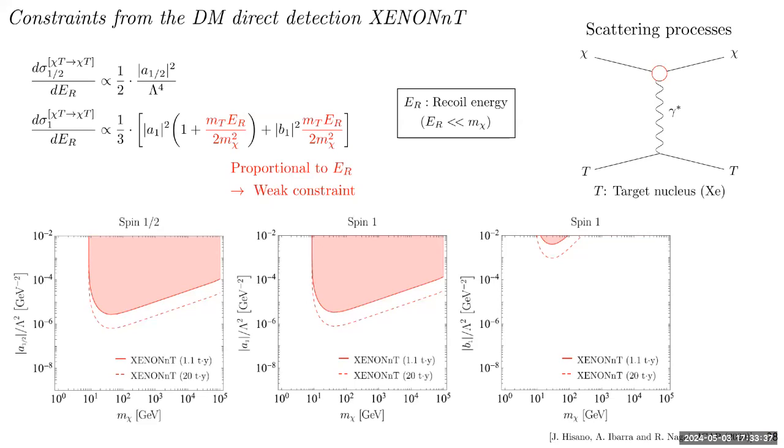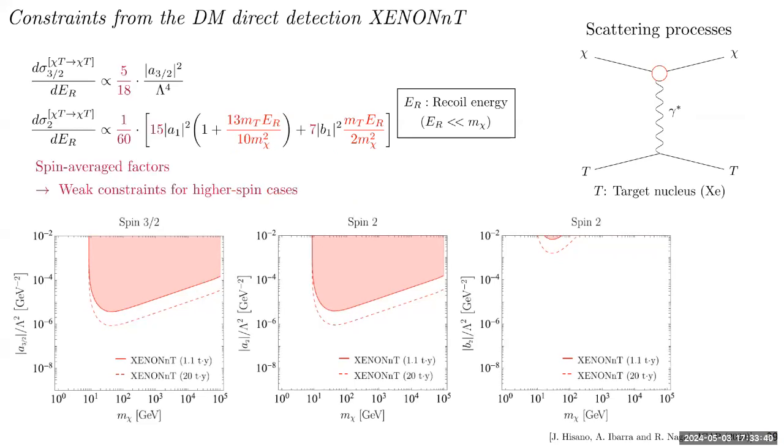Then how about the higher spin case? In this case, we also get smaller spin average vectors, but because of the statistics, in the case of direct detection, the higher spin case gets weaker constraints compared to the lower spin scenario. As you can see, there is a very slight difference between the lower spin case and the higher spin case, but the higher spin case gets the weaker constraints.